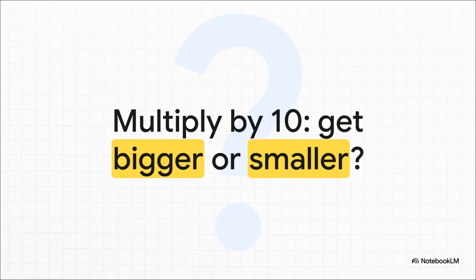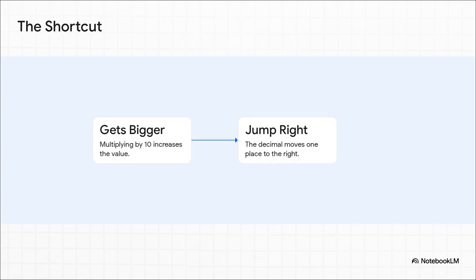Let's just use some common sense for a second. If you have about 97 and you multiply that by 10, is your final number going to be bigger or smaller? Bigger, right? Of course. And that simple piece of logic is the key to this entire trick. Because we know our number has to get bigger, all we have to do is move the decimal point to the right to make it bigger. Now, how many spots? Well, the number 10 has one zero, so the decimal makes one little jump to the right. That's it. That's the whole problem.